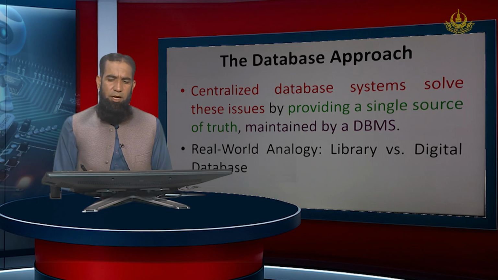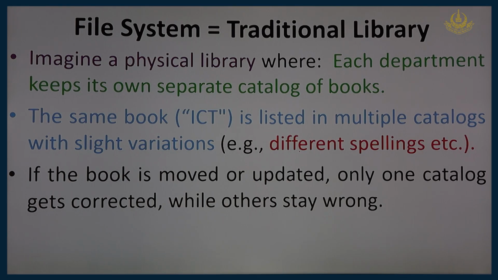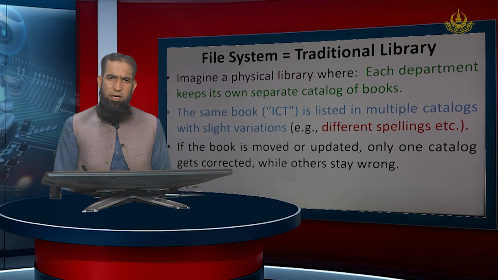For example, consider a manual library versus a digital library. In a manual library, imagine a physical library where each department keeps its own separate catalog of books. The same book, for example Information and Communication Technology, is listed in multiple catalogs with slight variations, maybe different spelling or a different author name. If the book is moved or updated, only one catalog gets corrected while the others stay wrong. So we need to update at each place. That's a lengthy task. In the case of a database, we perform all these tasks at one point.